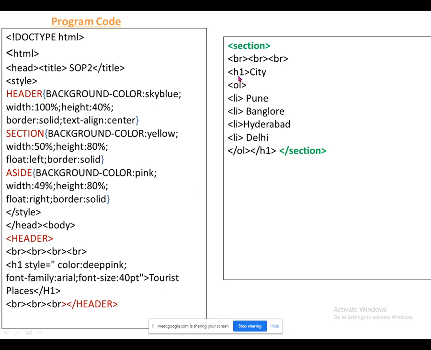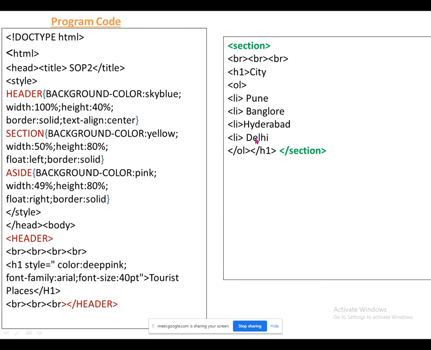Here you are using a fresh H1, so only H1 with no properties. So that's why the city will get only the H1 property. Then OL you are giving to start the ordered list. Then add some list items like Pune, Bangalore, Hyderabad and Delhi as per your question. See, I am not closing LI here. It's not compulsory, but it's a good practice to always close the LI. Every line item must start with LI, so it will manage your OL list.